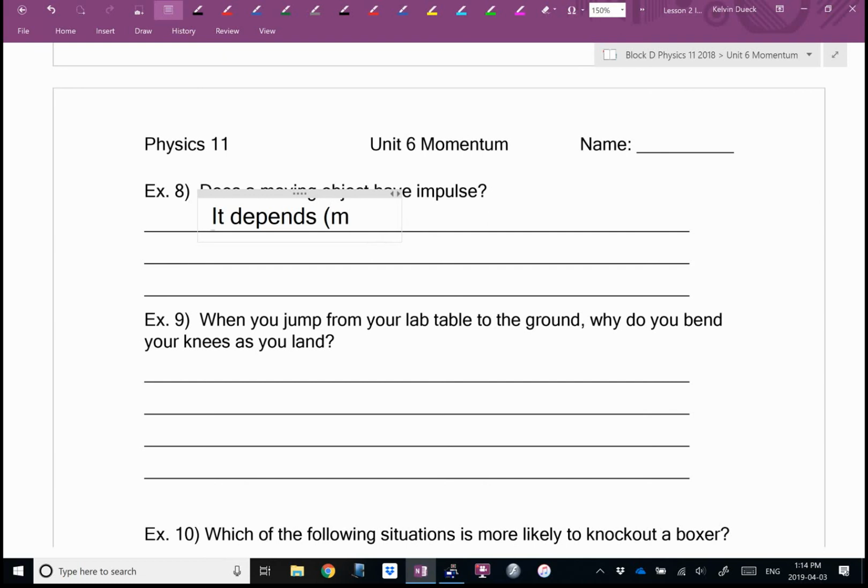So I'm going to put in brackets, must be accelerating. And please, accelerating can also mean slowing down. We're at that point now where we realize acceleration just means changing your velocity. Okay? But if you're at a constant speed, you have no impulse. That's why Star Trek talked about impulse engines. What you were doing was you were changing the speed of the Starship Enterprise. The velocity, I should use the correct term, velocity.